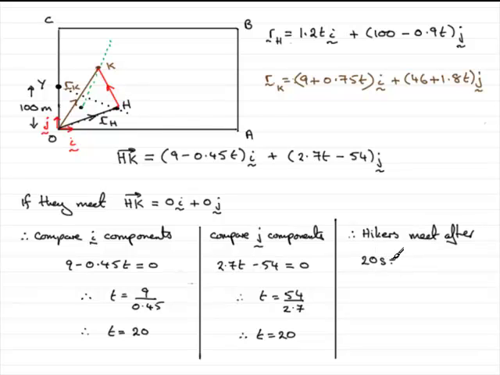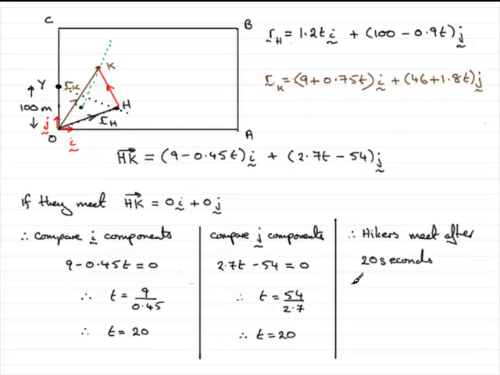Now it does say on what position vector do they meet at, so we're looking for the position vector of this point. Remember, I haven't drawn this to scale though. So all I need to do to get that position vector is to substitute t equals 20 seconds into either RH or RK. I'll just do it in one of them, let's say RH, and leave it up to you to verify, check if you like, that it works in the other one.